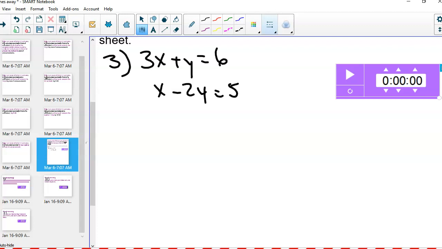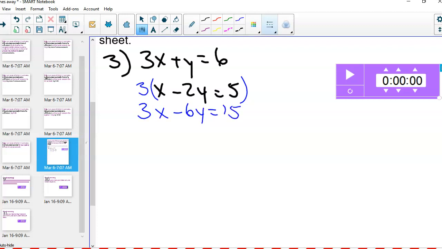Yes, indeed, we need to multiply. We need these to be the same coefficient. So what would we multiply this equation by? Three, or negative 3. So if I multiply this entire thing, I get 3x minus 6y equals 15.